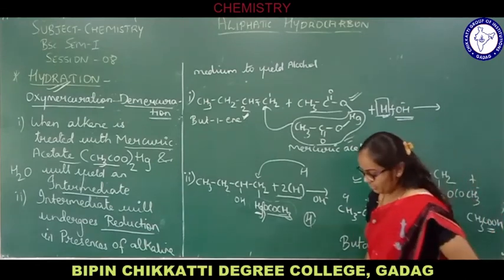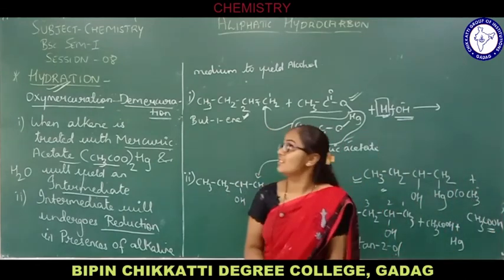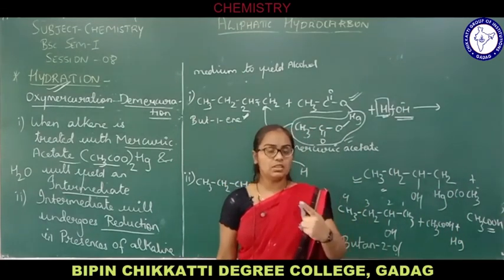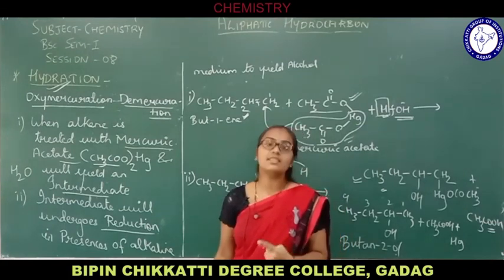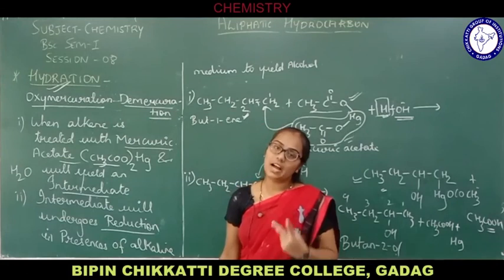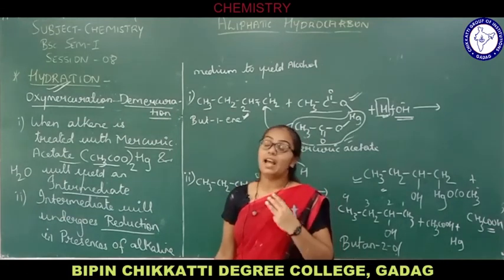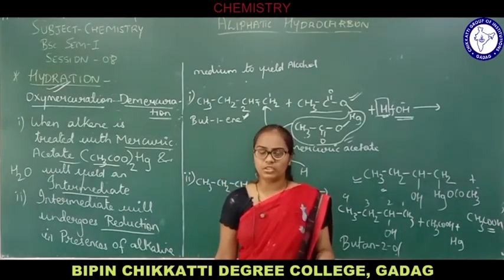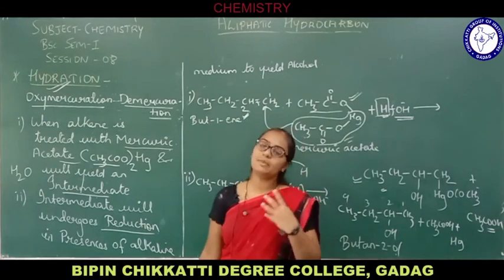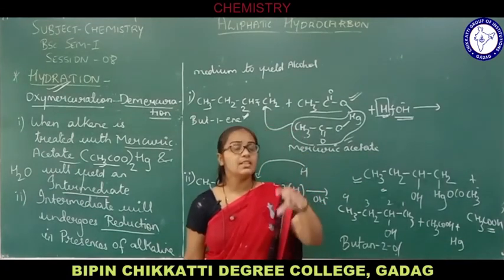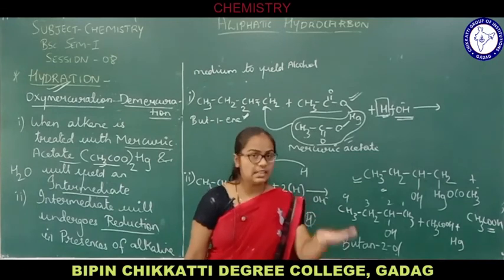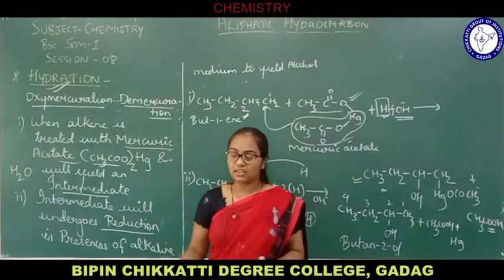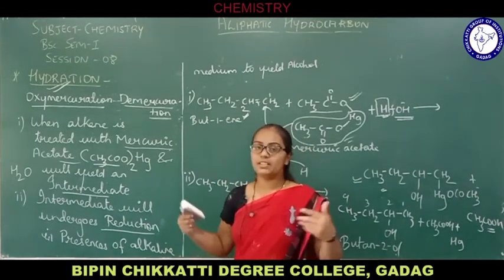for oxymercuration and demercuration. So children, in this session, session number 8, we have studied the 3 important processes of hydration. First one was the acid catalyzed hydration process. Second one was HBO, hydroboration oxidation, and the third one is oxymercuration and demercuration. These 3 are very important topics from the examination point of view, which basically come under hydration, but in your syllabus they have been given separately. They have been given in a bifurcated manner. So no worries, the topic is similar.